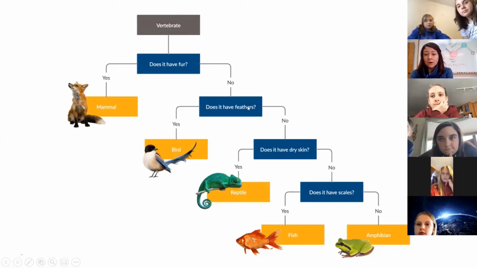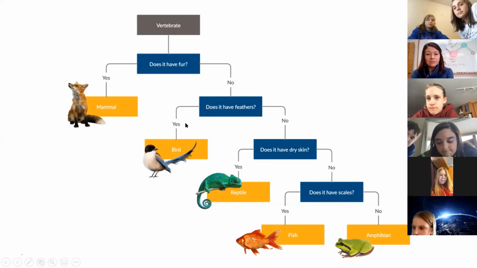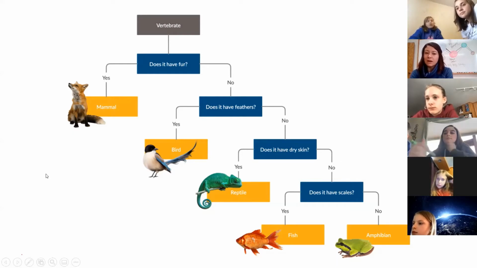If it does not have fur, well, does it have feathers? If it does, then it's a bird, okay? If it does not, the next question is, does it have dry skin? If it does, it's a reptile. And then if not, you go down to this final one here. And the next question is, does it have scales? If it's yes, then it's a fish. If no, it's an amphibian, okay? So that's another example of how you can get to these big classifications of animals, and then you could make it even more complicated, right? Because if you had a bird and you want to know which bird, there's lots of dichotomous keys out there that can help you identify which bird.